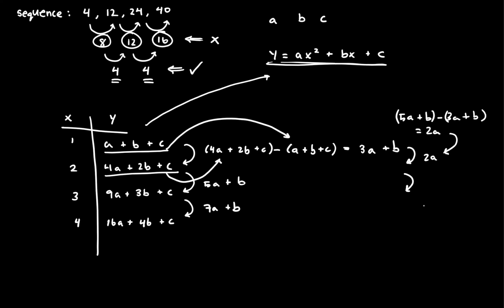And between the last two, the second difference is also 2a. If you take 7a plus b and subtract 5a plus b, you will also get 2a. So the second differences are consistent while the first differences are not. And again, this lines up with our expectation for a quadratic relation.